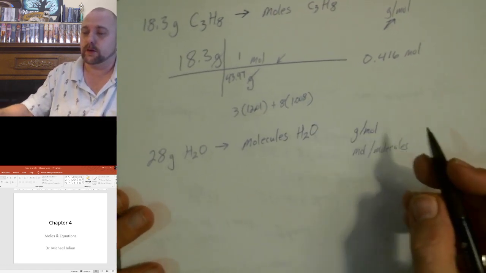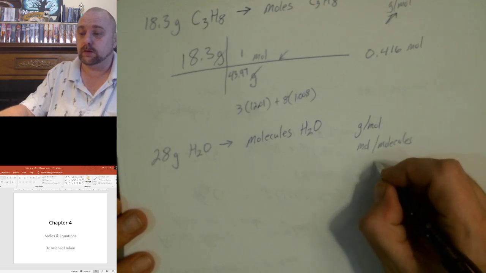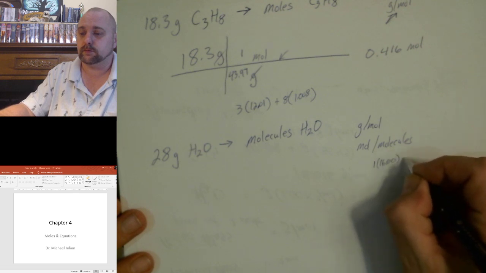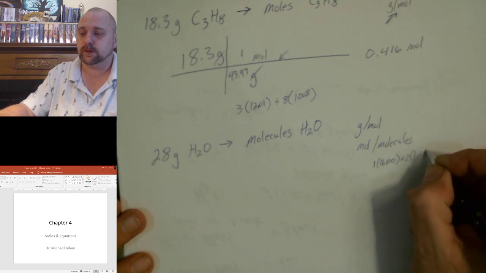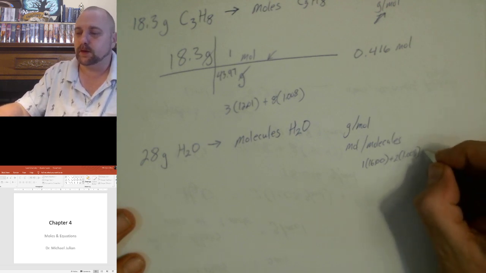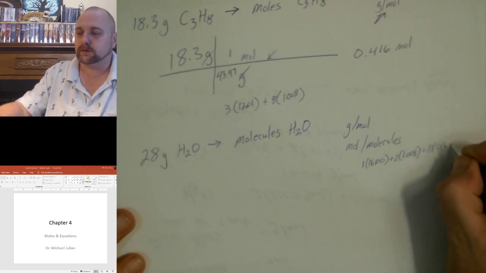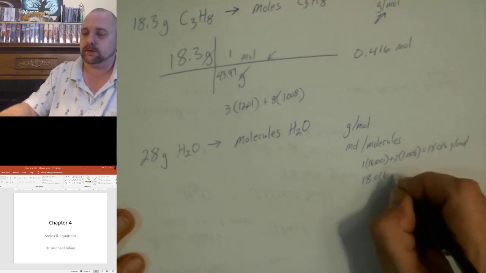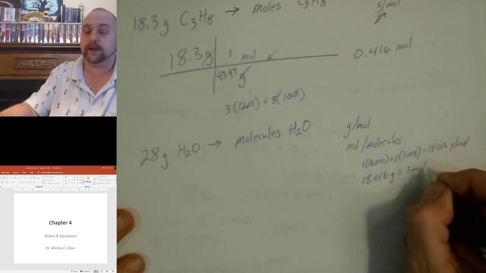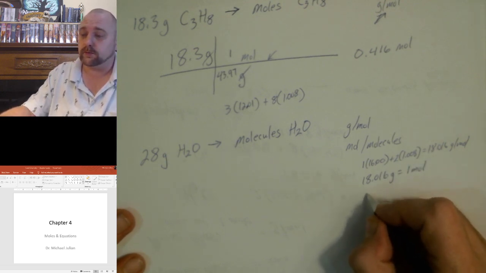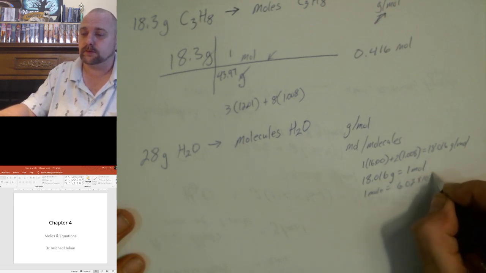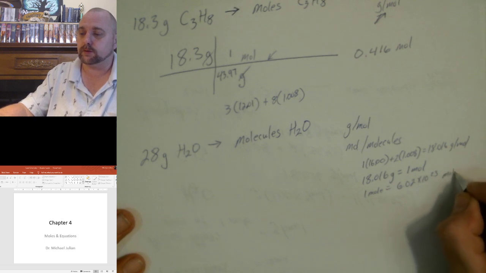So I'm going to write this. We could also write it out. 1 times 16.00 plus 2 times 1.008. Did that backwards, it's okay. 18.016 grams per mole. You could write that 18.016 grams equals 1 mole. That's also acceptable. You could then also write 1 mole is 6.02 times 10 to the 23rd molecules of water.